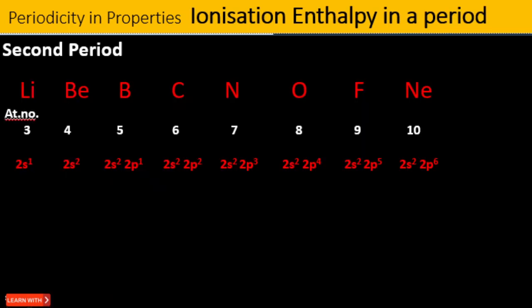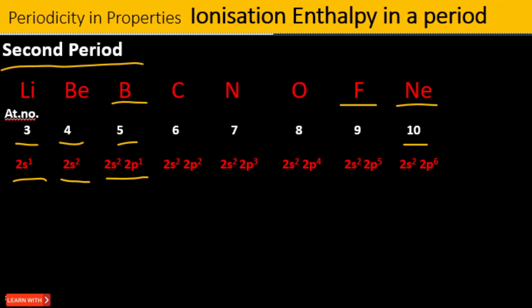Now if we see in a period, we have taken the second period. We have lithium, beryllium, boron, carbon, nitrogen, oxygen, fluorine and neon. The atomic number is increasing, it is 3, 4, 5 to 10. But where are the electrons placed? Electrons are placed in 2s1, 2s2, 2s2 2p1 to 2s2 2p6. So electrons are going into the same second shell, but the atomic number or the nuclear charge is increasing.